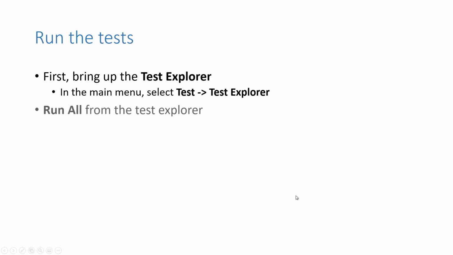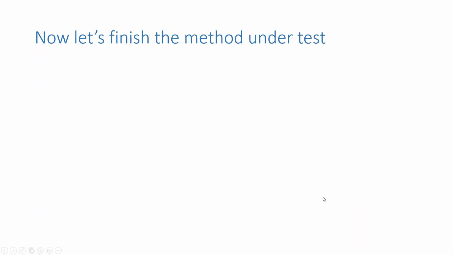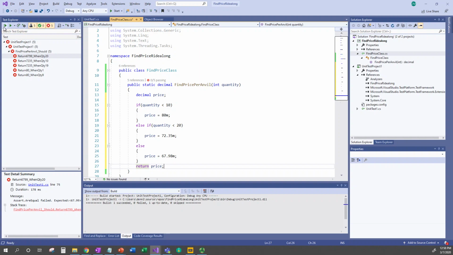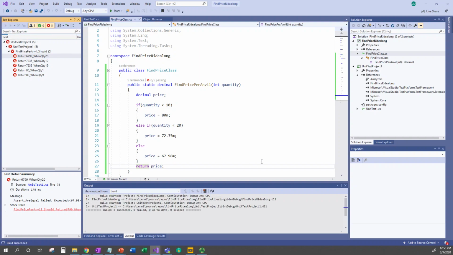So now, okay, we deliberately mess up, but now we're going to run the tests, and we'll see everything succeeds except for the test that we deliberately messed up. So here we go, and now you'll see that there are these nice pleasant check marks for these 4 tests, but we've still got one that shows the appalling X.